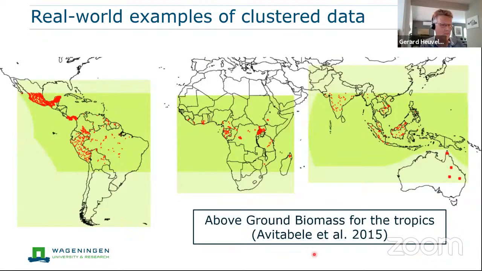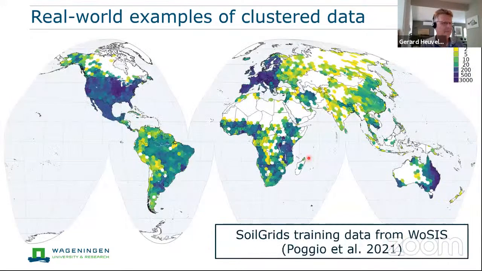And this is above ground biomass as an example. Here in the tropics, you have a lot of data from Mexico and this part of Central America, but very few from Brazil. And here, Australia, hardly any. So, another strong case of clustering. And these are data that I work with myself, soil data distributed all over the world. There's a high sampling density in Europe and in the US. We have almost no data in this part of Australia, in Siberia, Sahara, Canada. So clustered data occur quite a lot.